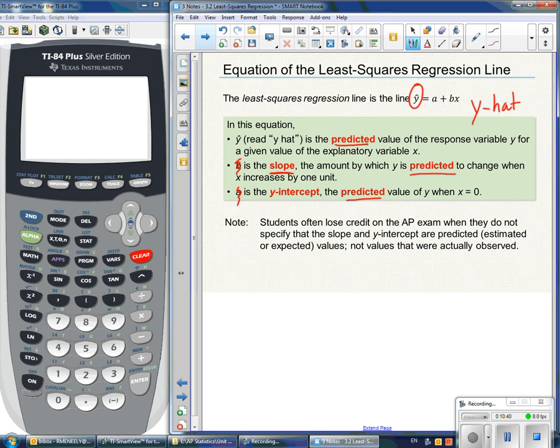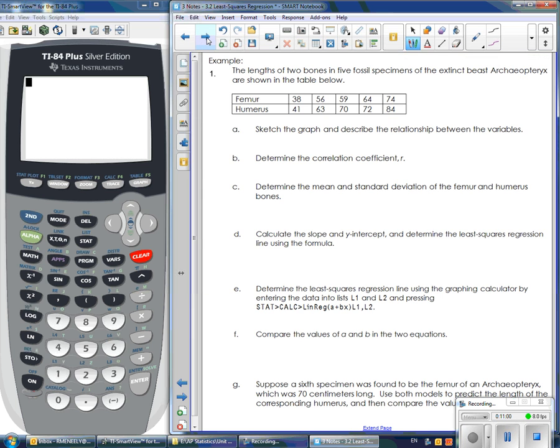And I will say that students often lose credit on the AP exam when they don't specify that the slope and y-intercept are predicted values, or estimated or expected values, not the values that were actually observed. So be careful of your notation. You will be asked to interpret the slope and y-intercept, so it's really important that you indicate in your interpretation that these are just predicted values.